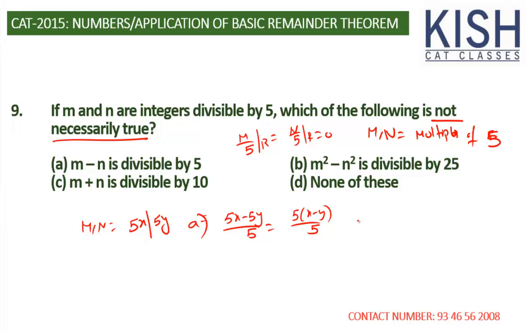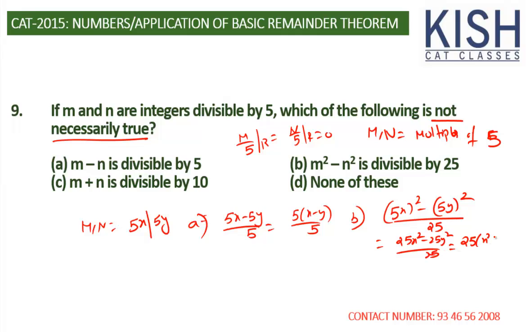Let's take answer option B. That is 5x whole square minus 5y whole square divided by 25. So that's obviously 25x square minus 25y square divided by 25. That's very simple. It's divisible. That is 25 times x square minus y square divided by 25. So the remainder is 0. So this is always true.